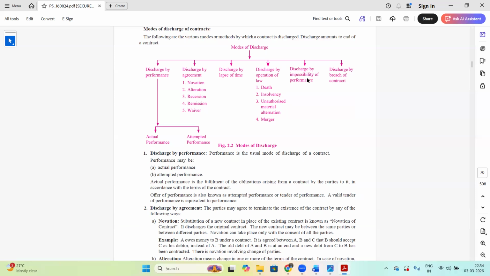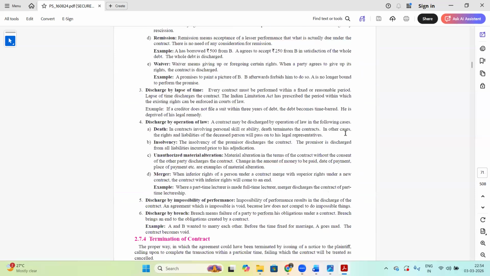When a contract is entered, but later on it becomes impossible to perform, that way also it can be discharged. When the contents of the contract have been breached, through breach of contract, it can be discharged. These are direct ways of answering. You may be asked indirectly.